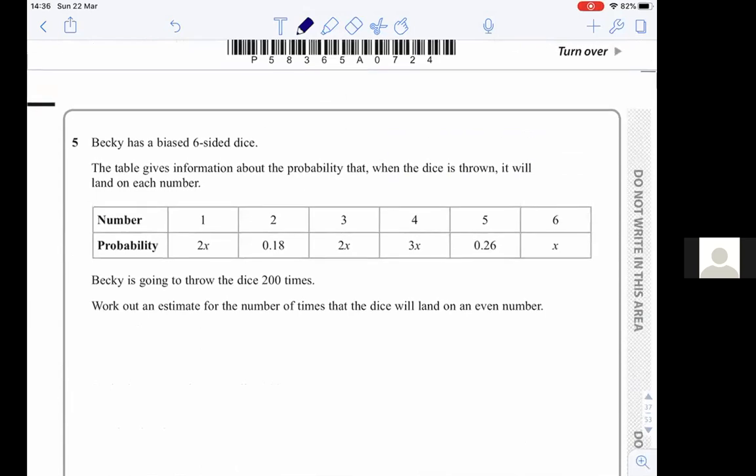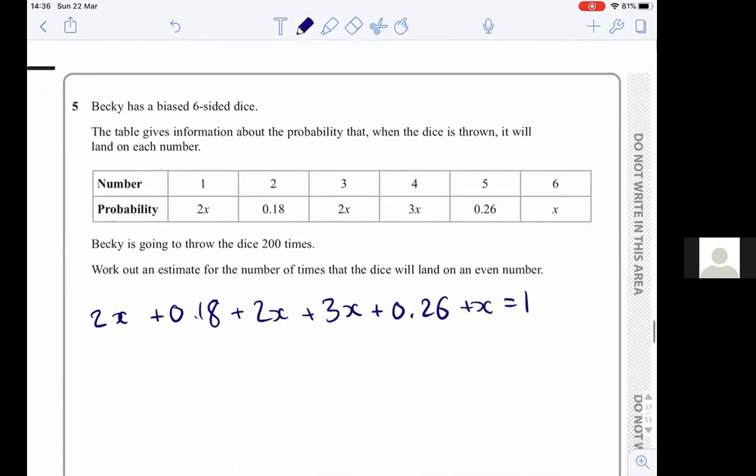Becky has a biased 6-sided dice. We know the probabilities have got to add to 1, so already I'm thinking 2x, 0.18, add 2x, add 3x, add 0.26, add x has to equal 1. So this is what I'm thinking as I go forward.